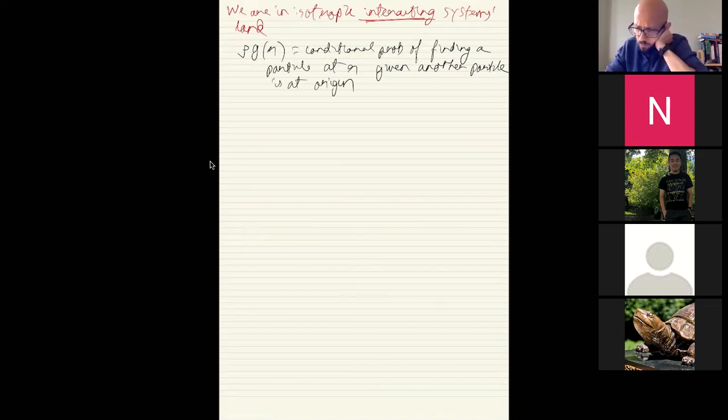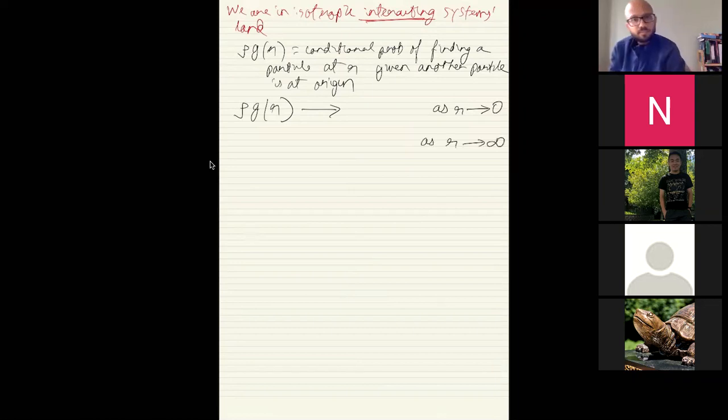What should rho g of R look like as R tends to 0? What should it look like as R tends to infinity? Any ideas?